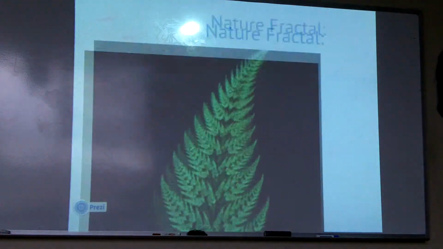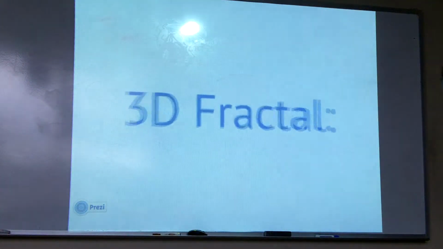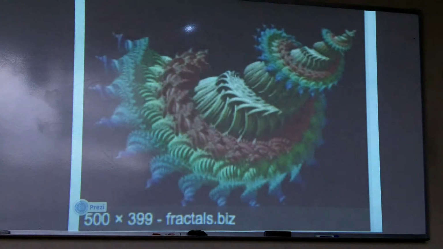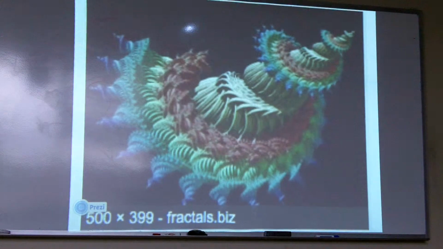And a weird fractal. And a fractal in nature, ferns. So each leaf on this fern is a replica of that fern, and on and on and on. And fractals can be in 3D too, for example, this one. And there's so much more that we could have explored, but we don't have time.